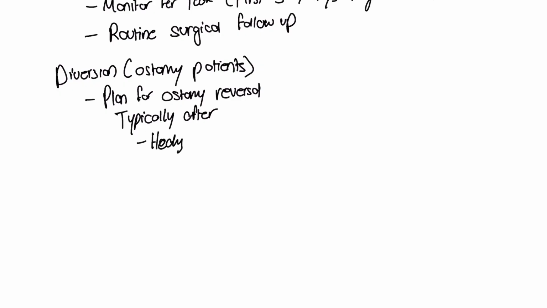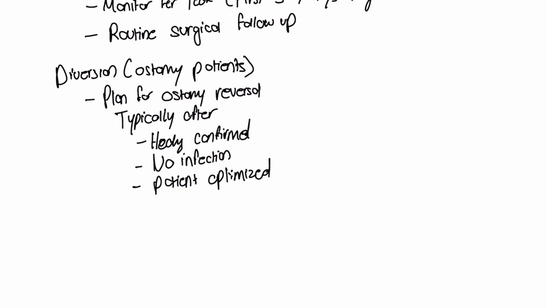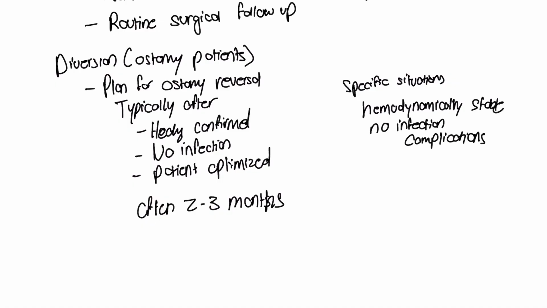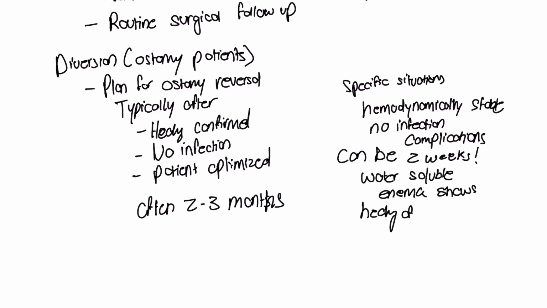This is typically done after healing is confirmed, there's no further infection, and the patient is optimized. This usually takes around 2 to 3 months, but it can be patient-specific. In special circumstances, when patients are hemodynamically normal and have no infection complications, reversal of colostomy can be done within 2 weeks if a water-soluble contrast enema shows healing of the distal colon or rectum, and this is by the EAST Trauma Guidelines.